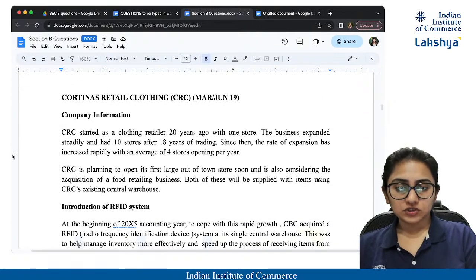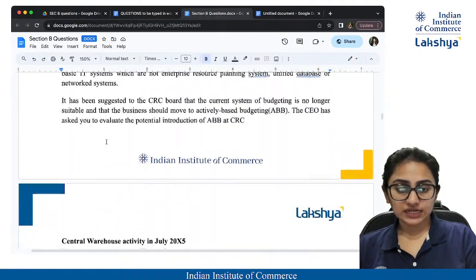So company information. First of all, we'll read the requirements so that we understand what is exactly required in the question.